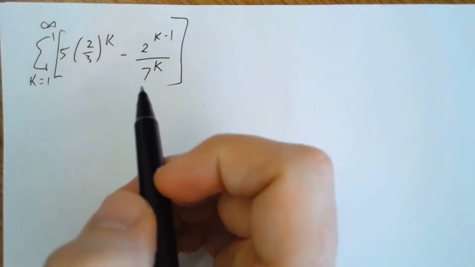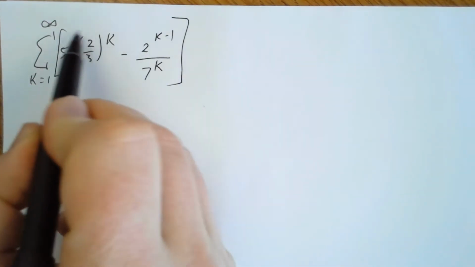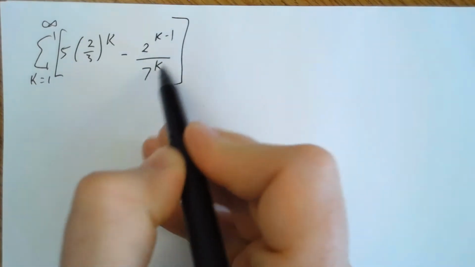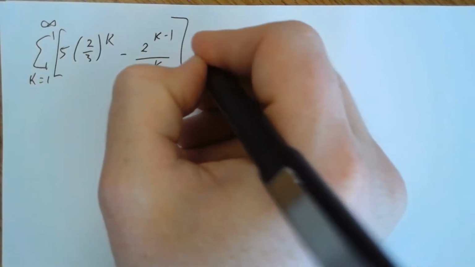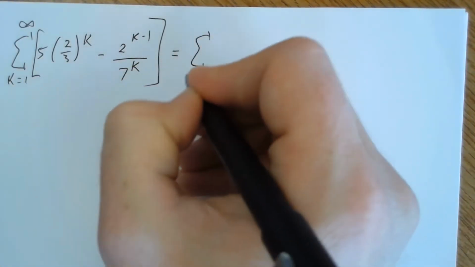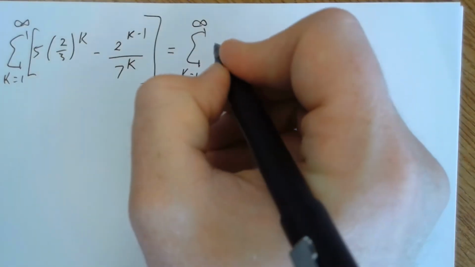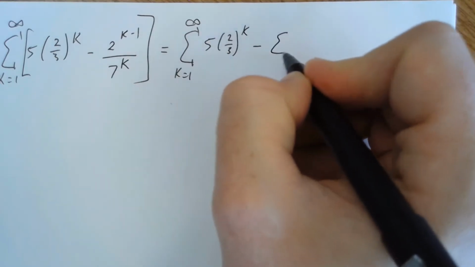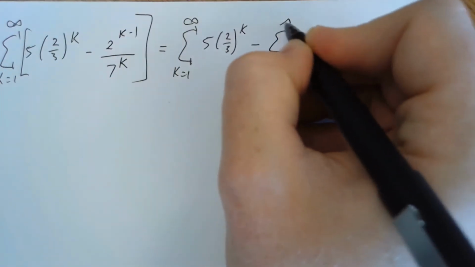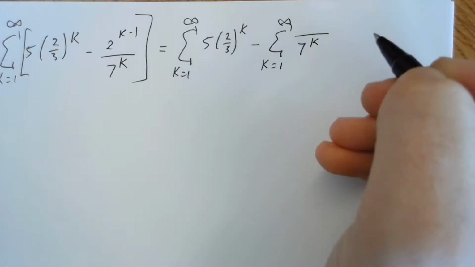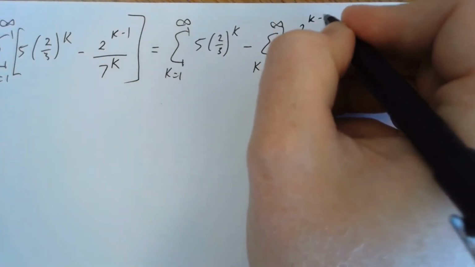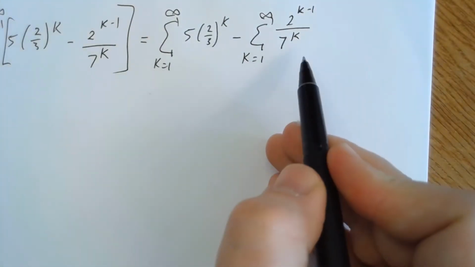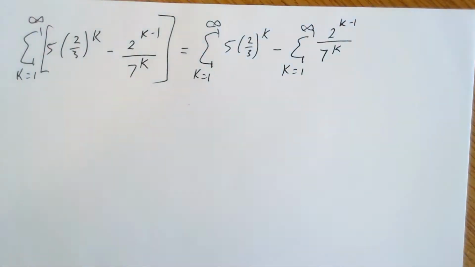So the first thing we're going to identify is the fact that there's a series here minus another series here. Now, if this thing is convergent and this thing separately is convergent, then technically I can say that this thing is equal to the summation of k equals 1 to infinity of 5 times (2/3)^k minus the summation of k equals 1 to infinity of 2^(k-1) in the numerator and 7^k in the denominator. So now I have two separate series, and again, assuming that this one converges and this one converges, well then this original one will also converge.